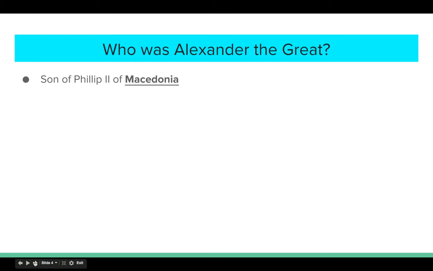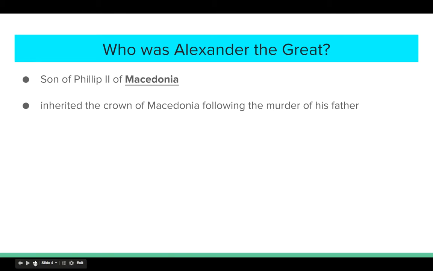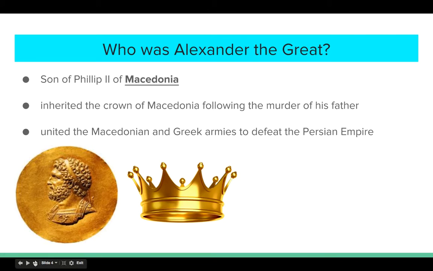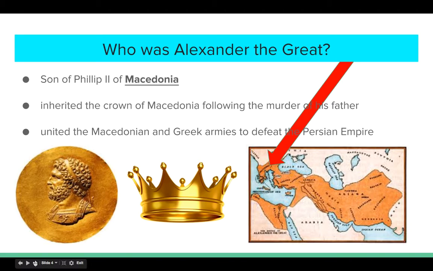He was the son of Philip II of Macedonia. He inherited the crown of Macedonia following the murder of his father. And then what we see is that he united the Macedonian and Greek armies to defeat the Persian Empire. So that's the first and foremost thing that we need to know about this. You see a map of the empire. Again, this is just a quick overview of some of these things that we're going to see here in depth in just a moment.